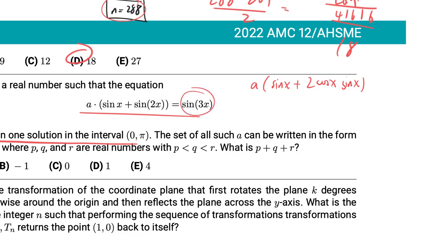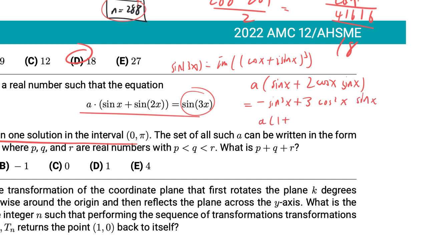And then de Moivre's theorem would just give sine 3x is equal to the imaginary part of cosine x plus i sine x to the third. And if you take the imaginary part, that's just going to be 3 cosine squared x sine x minus sine cubed x. And after crossing the signs, we would have a times 1 plus 2 cosine x is equal to, and we want to write everything in terms of cosine.